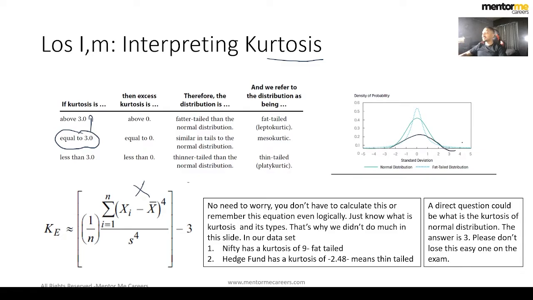That's all that it means. But if you actually calculate this, Nifty has a kurtosis of 9, which means it still has some significant fat tails, which means it can give you some frequent large losses. But the hedge fund actually has a negative 2.48 kurtosis, which means if it's less than 3, then you are basically saying a thinner-tailed distribution. Tail means these values, which are important from the perspective of risk.